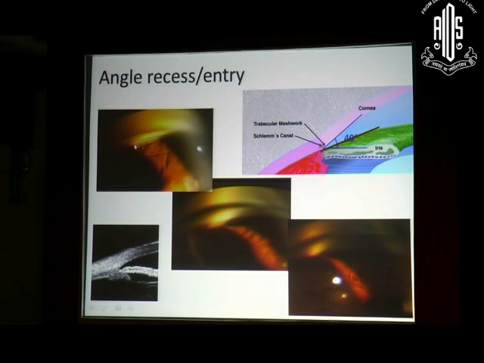You're then going to try and see what Sushmita had said was a white line, and you can see the white line very clearly here as the Schwalbe's line. And you can see the iris is down here. So there is a wide area of the trabecular meshwork visible between.